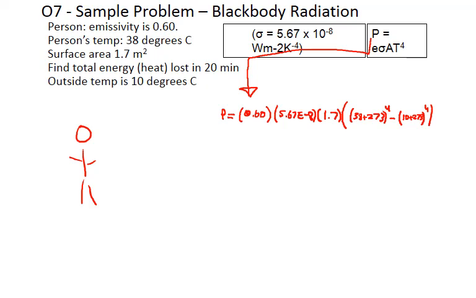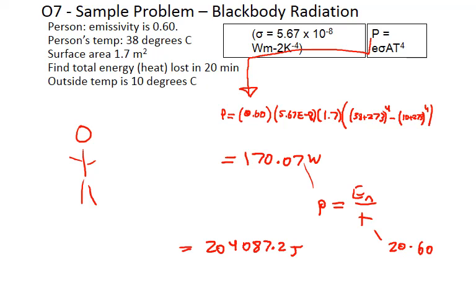All right, so we have our values in there. Should get 170.07 watts that's being radiated out, and for 20 minutes, that's going to be 204,087.2 joules.